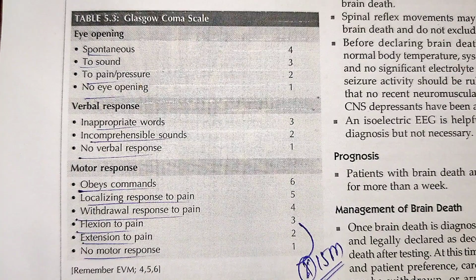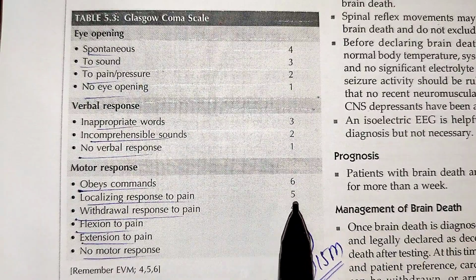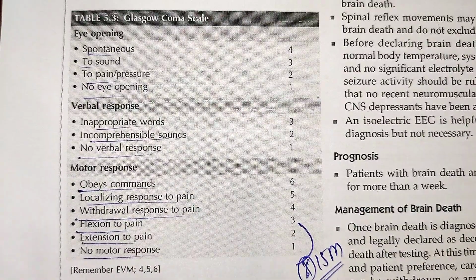Then motor response. If there is no motor response, a score of 1 is given. For example, if the patient is asked to raise his hand and doesn't respond, a score of 1 is given. Extension to pain, a score of 2 is given. Flexion to pain, a score of 3 is used. Withdrawal response to pain, a score of 4 is given. Localizing response to pain, a score of 5 is given. And if the patient obeys commands, a score of 6 is given.